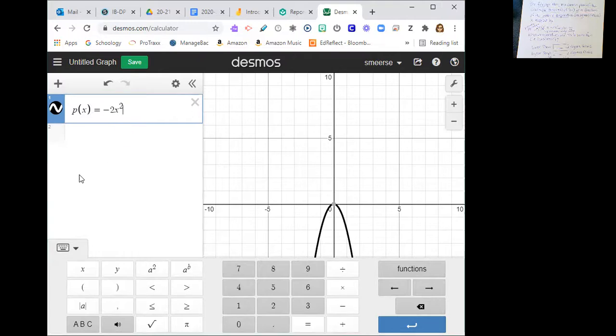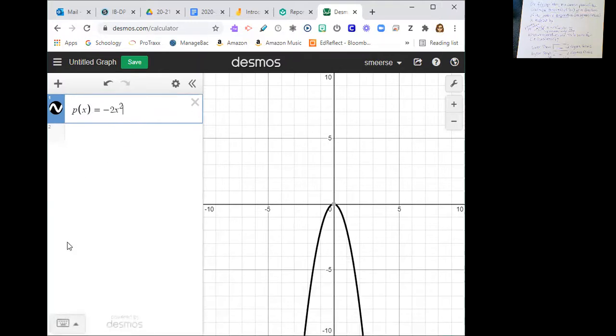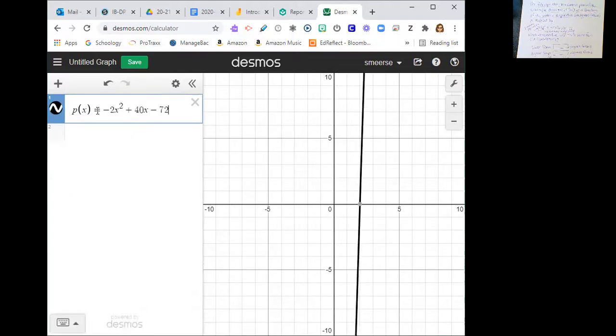A lot of other people just like to use the key Shift-6, and you can do that as well. Either way works. Let's put in the rest of it, and double checking that it's correct. P of x equals -2x squared plus 40x minus 72. That is correct.